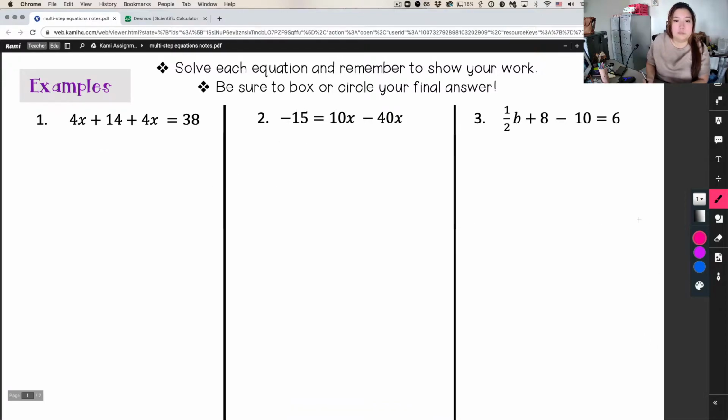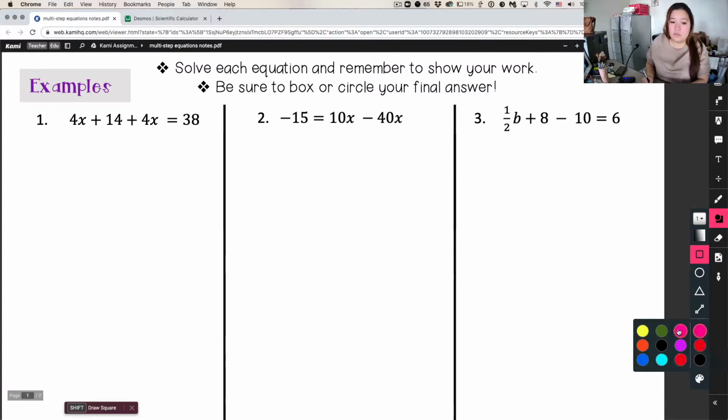I saw a lot of kids using the shape tool today. I think that sounds good. Let's do that.